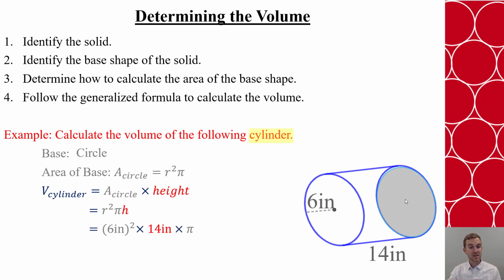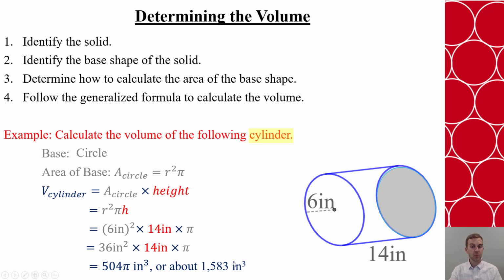The radius is 6 inches. The height is 14 inches. And here you can see I've used the commutative property, swapped them around so I can multiply the numbers and then have pi on the end. So this becomes 36 square inches times 14 inches times pi, which is 504 pi cubic inches because I have inches squared times inches. And that's about 1,583 cubic inches.